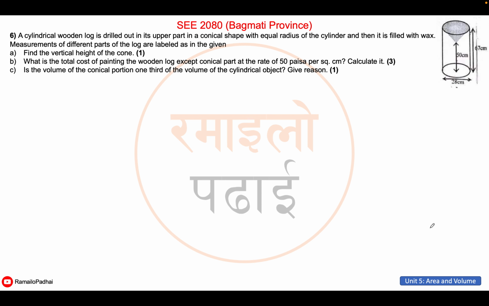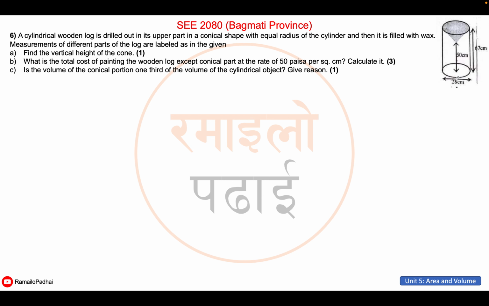Today we are going to solve a question from Unit 5 Area and Volume that was asked in SEE 2080 at Bagmati Province. The question says a cylindrical wooden log is drilled out in its upper part in a conical shape with equal radius of the cylinder, and then it is filled with wax. So here is the cylindrical log, and the upper part is drilled into a cone and wax is filled there. Measurements of different parts of the log are labeled as given.